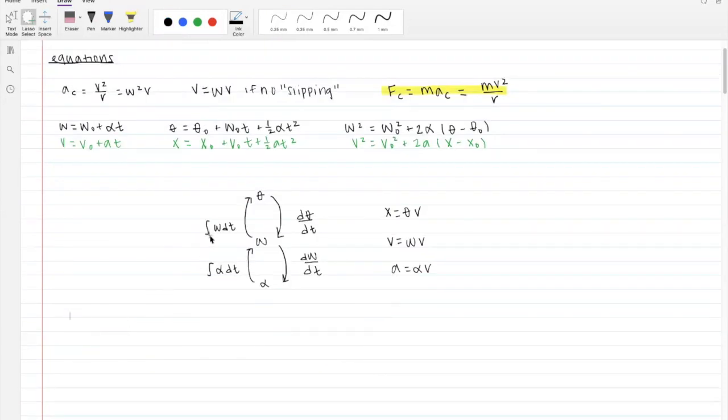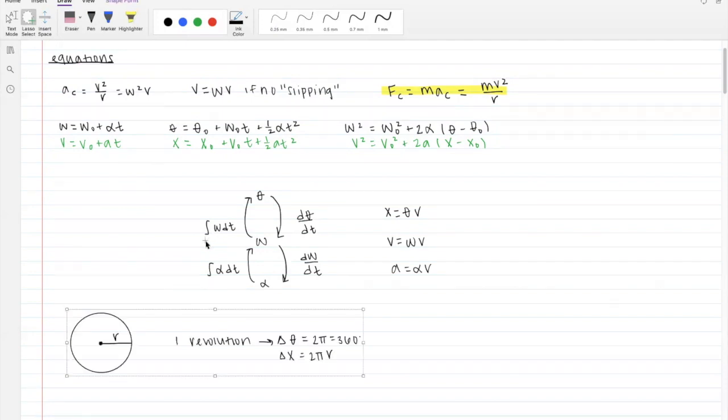Another important definition is revolution. So this equation defines a revolution in its angular quantity as completing a 360-degree turn. And this equation defines revolution as its linear quantity as the entire distance around the circle, or essentially its circumference.